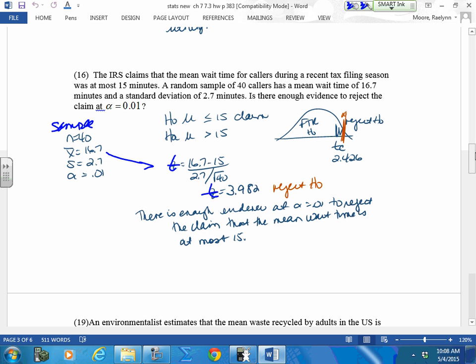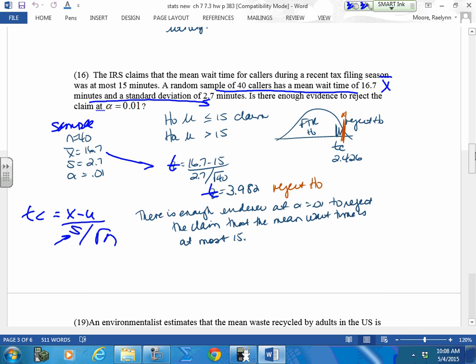So when we use a sample standard deviation, we have to use this. And we don't have a population standard deviation. And where is it in the paragraph? Where does it say that? A random sample of 40 callers has a mean wait time and a standard deviation. So the mean, this is the X bar, this is the s.